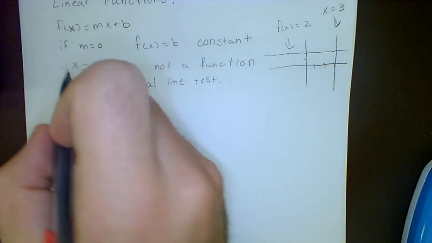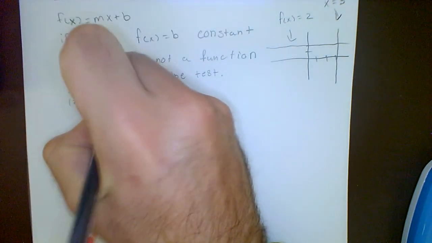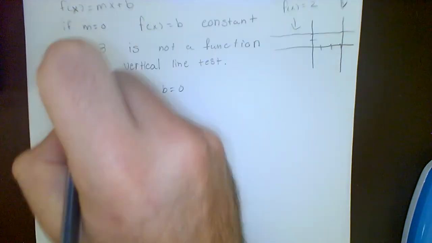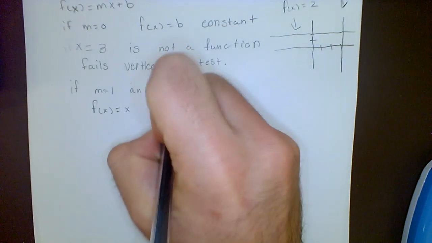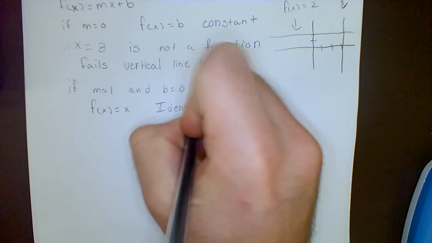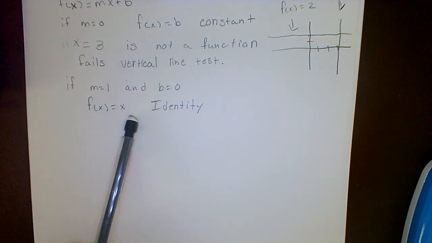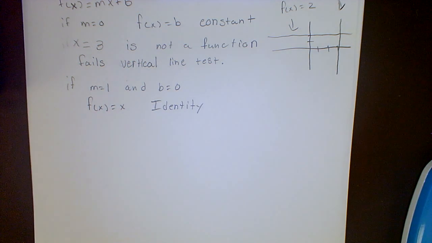Finally, the last special case of a linear function is the identity function. If m equals 1 and b equals 0, we have f of x equals x. It's the identity function because it gives you back whatever you put in. If I put in 1 for x, I get 1 back. If I put in 2 for x, I get 2 back, and so on.